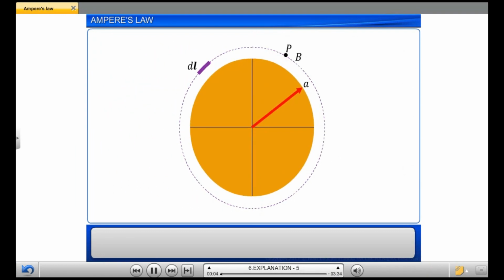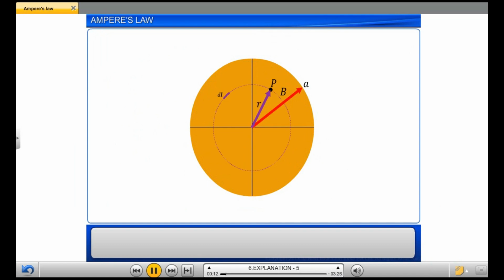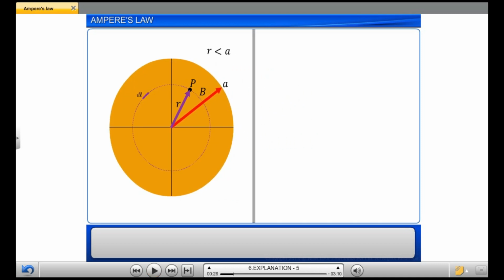Now, let us consider another case, in which the point P is inside the conductor at a distance r from the center of the cross-section of the wire. Consider an Amperian loop in the shape of a circle, concentric with the cross-section of the wire and having radius r such that r is less than a. Total length of the Amperian loop is equal to 2 pi r. That is, integral over the closed curve C dl is equal to 2 pi r. Let this be equation 11.